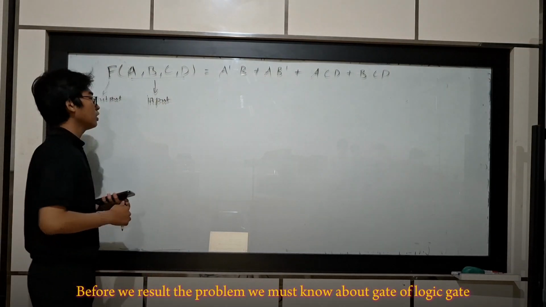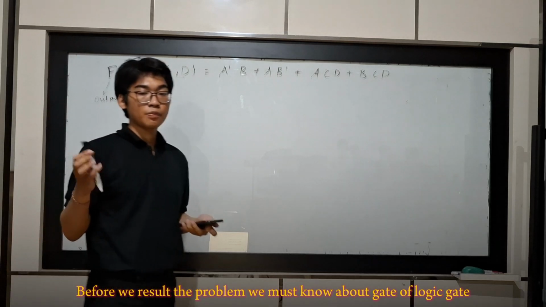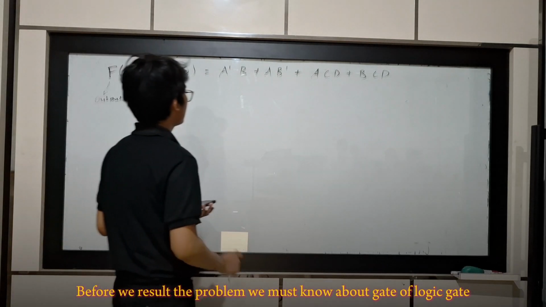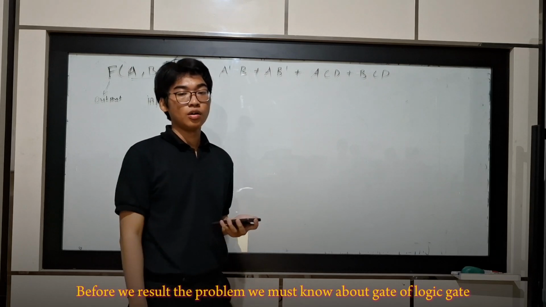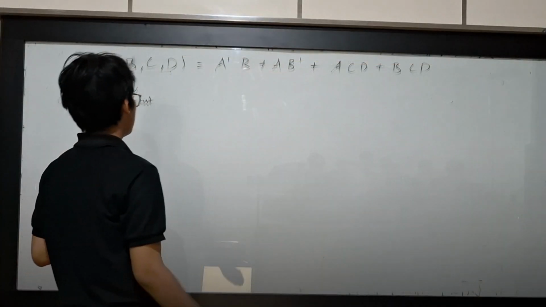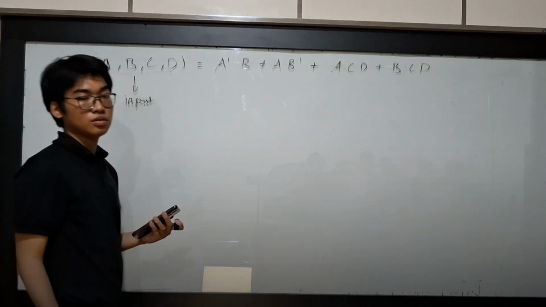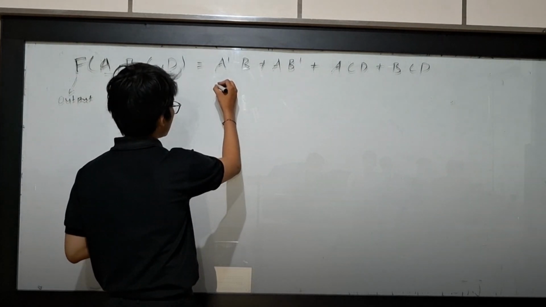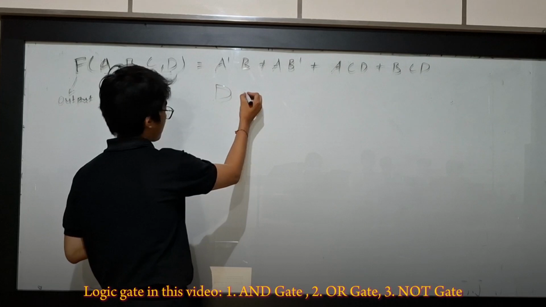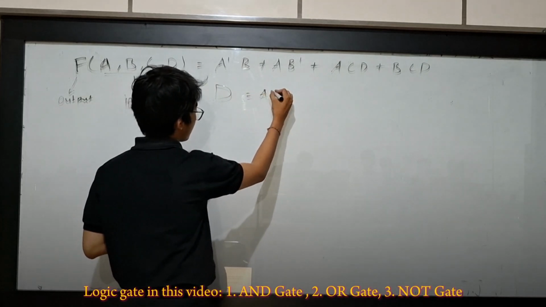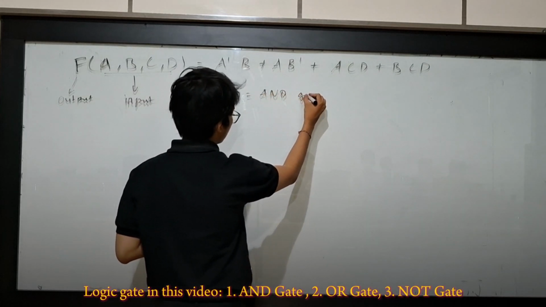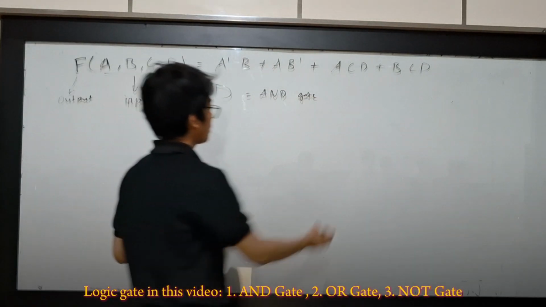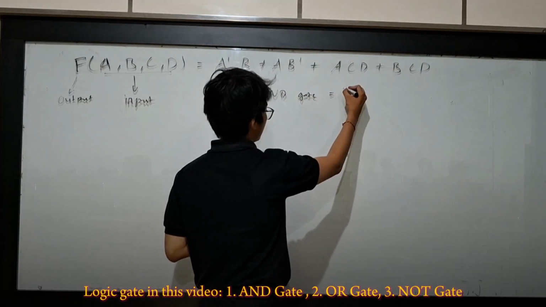Okay, before we solve the problem, we must know about the logic gates. At least we must know about 3 logic gates. The first logic gate is AND. The AND gate is used for times or multiplication.